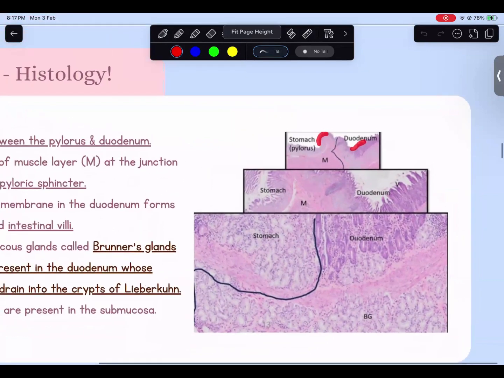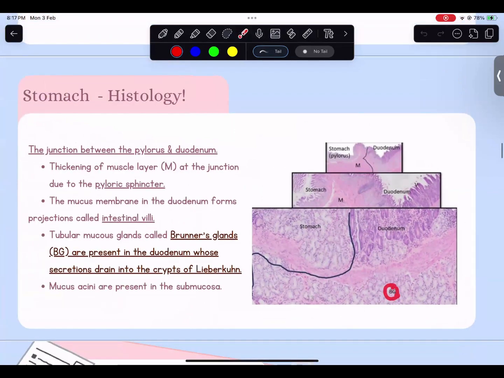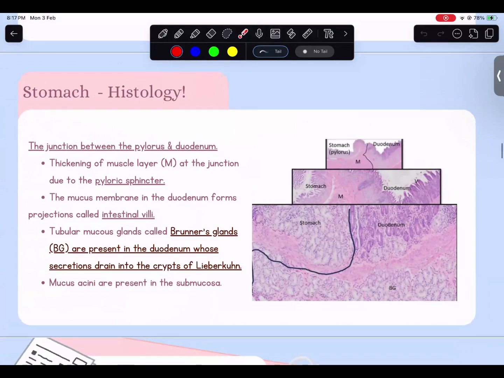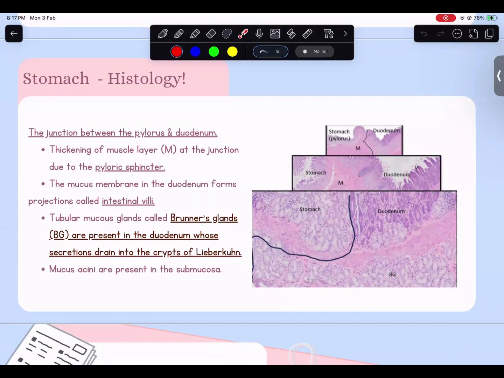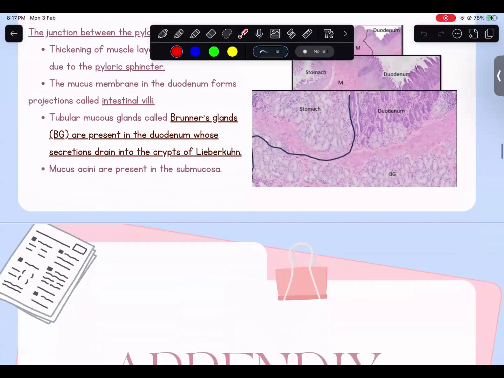Very important to know, the duodenum also has Brunner's glands. Brunner's glands are present in the duodenum. These small things you see are Brunner's glands, and their secretions drain into the crypts of Lieberkühn. You can't really see the crypts of Lieberkühn here, but Brunner's glands is very important to remember. One is Brunner's glands and one is Ebner's glands, in the circumvallate papilla of the tongue. Super important to remember. You can differentiate them and basically gain a point in the OSPE from that.